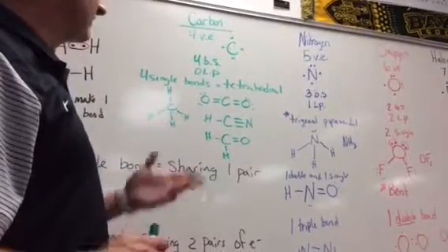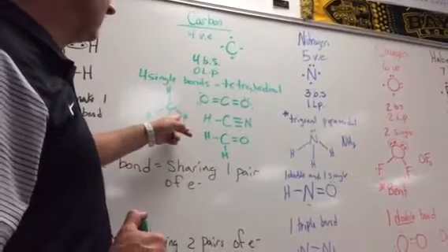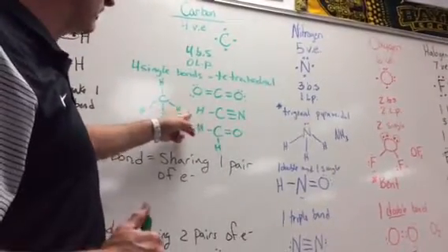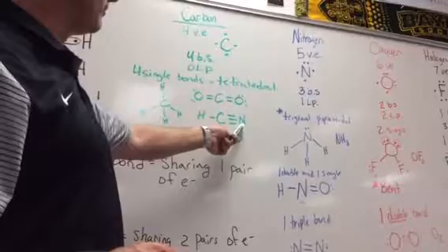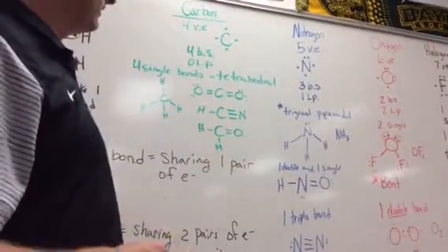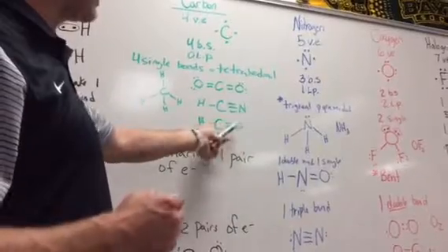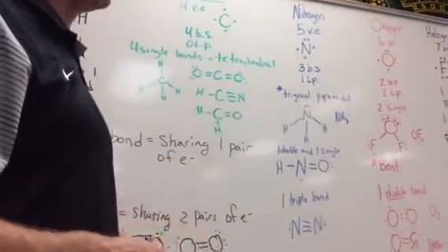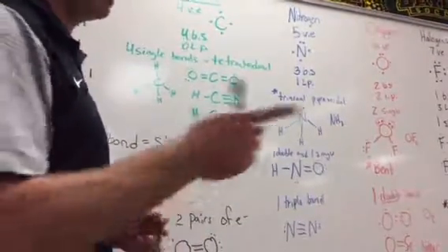All right, now obviously anytime it's a single bond, it could bond with a halogen too, right? Anything that's a triple bond could be anything in nitrogen's family. So nitrogen, phosphorus, arsenic. Anything that's a double bond could be oxygen, selenium, tellurium. Anything in oxygen's family.